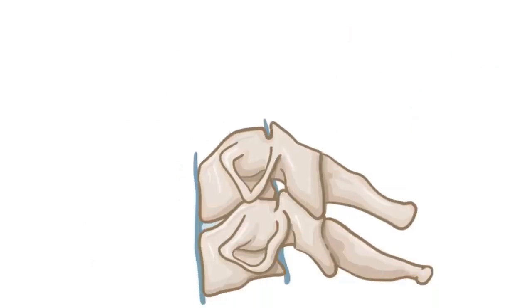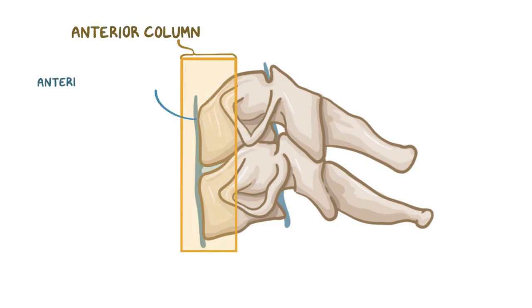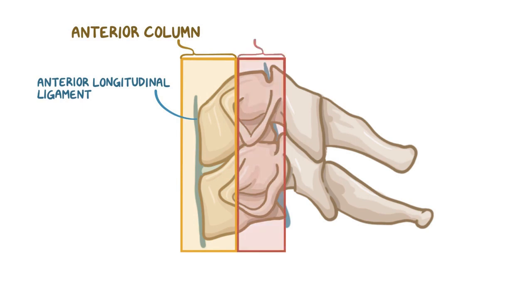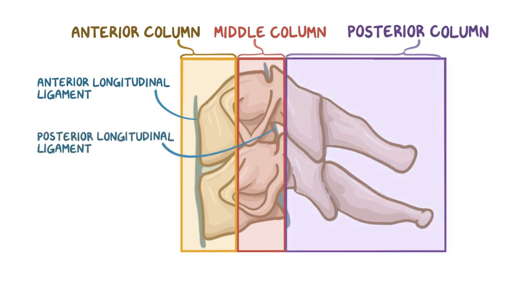To understand cervical spine fractures, the spine is anatomically divided in 3 columns. The anterior column is made of the anterior longitudinal ligament, in the anterior half of the vertebral body. The middle column is made of the posterior half of the vertebral body, in the posterior longitudinal ligament. The posterior column is the remaining posterior aspect of the spine.